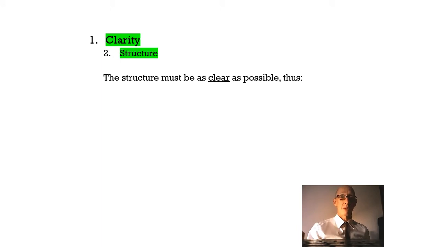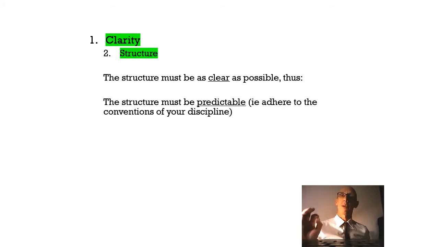And in order to be clear, it's got to be predictable. Being predictable is really important because predictable is easy to understand. To be predictable, you adhere to the conventions of your discipline. It's very specific. If you did that in another discipline, you wouldn't be behaving in a predictable way. So predictability is relative to your discipline. So find out what the rules are for your area.